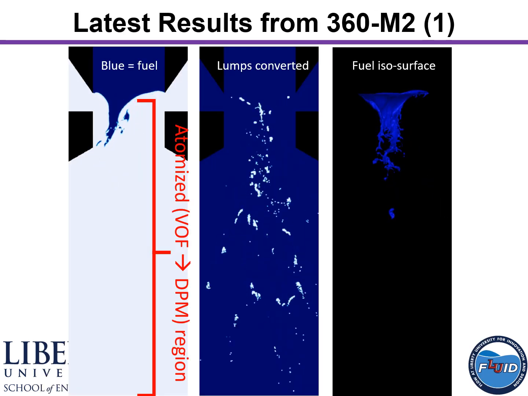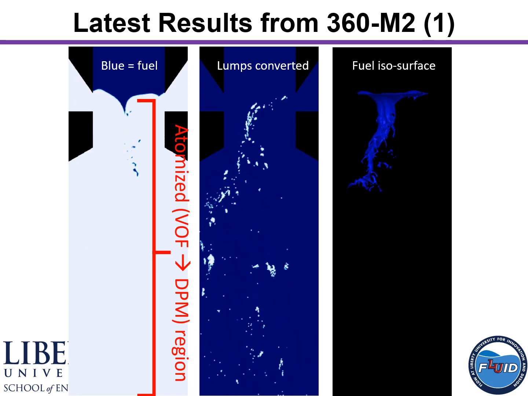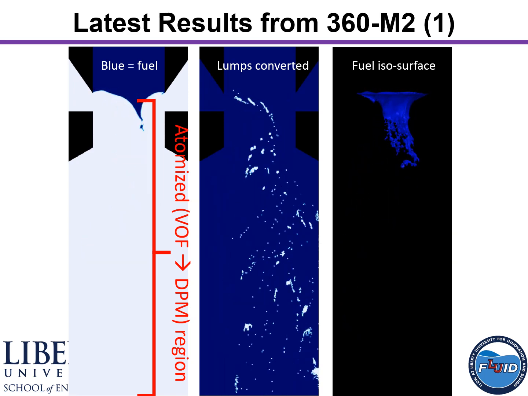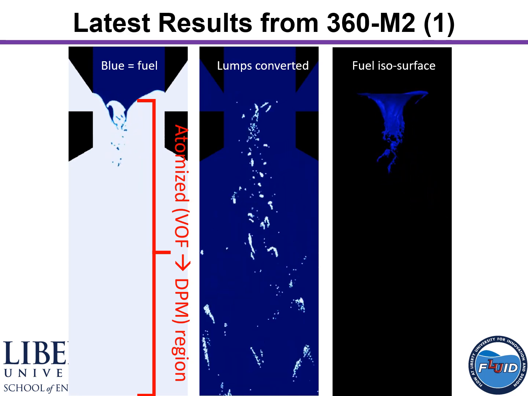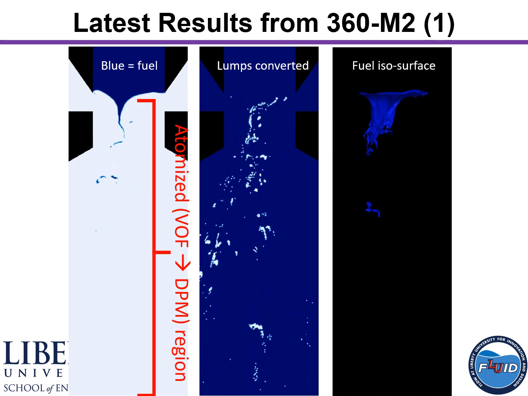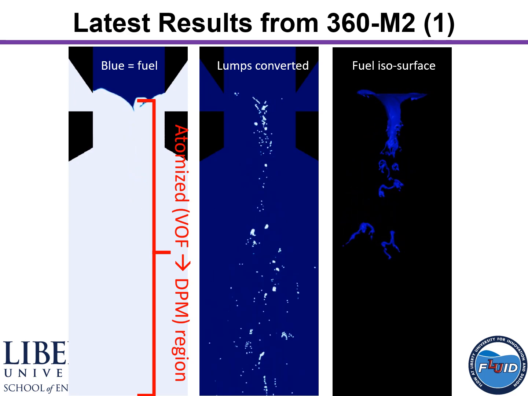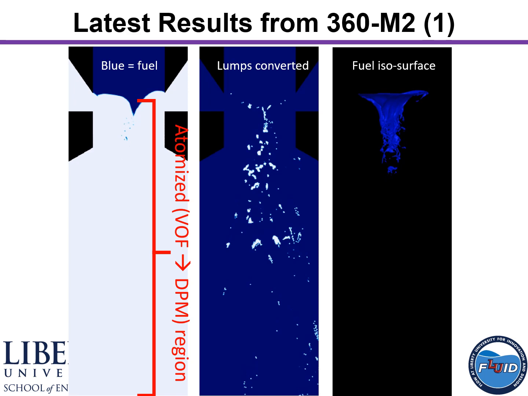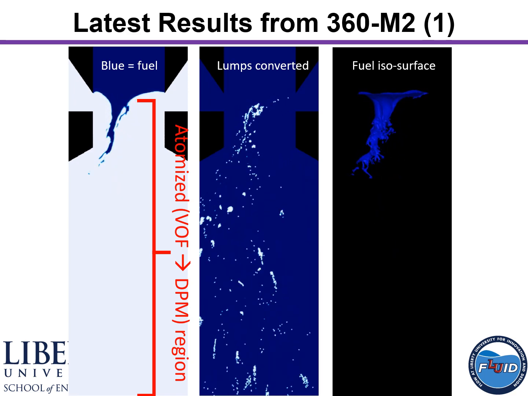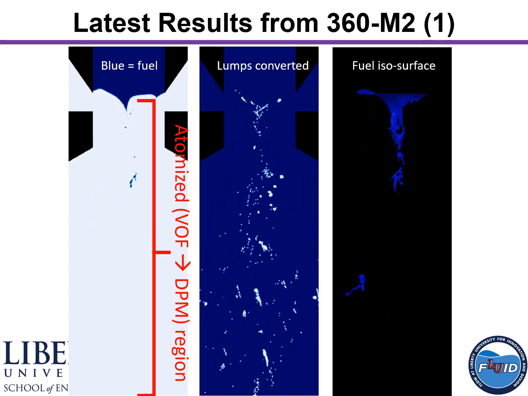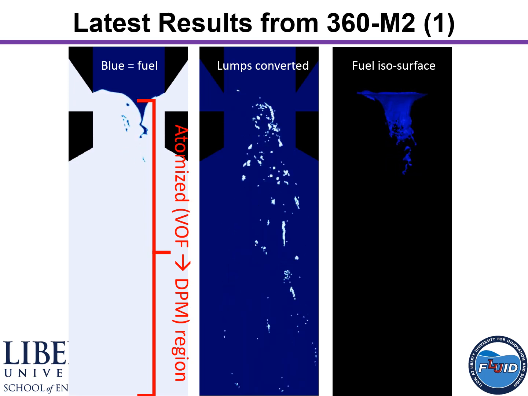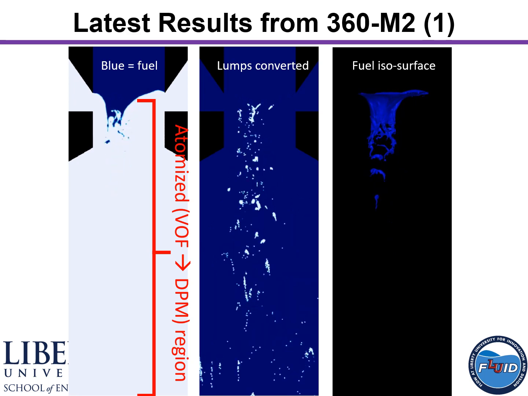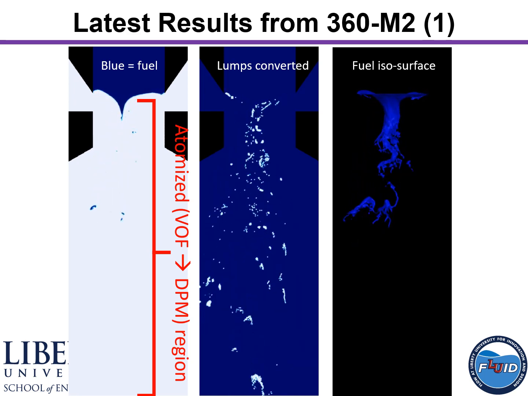Our models have not completed, but we're looking at the latest results here from 360 M2 again. The left-hand figure is a cross-section of the nozzle with contours of VOF, where blue is the fuel itself. And then the converted lumps, as ANSYS calls them, are the material that has moved from the VOF interface to DPM. You see that in the center stream where we're doing a cross-cut of the nozzle. So this is a three-dimensional phenomenon, but we're only looking down that center stream. And then the right-hand side is the isosurface.